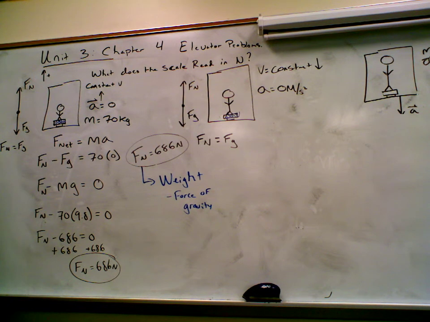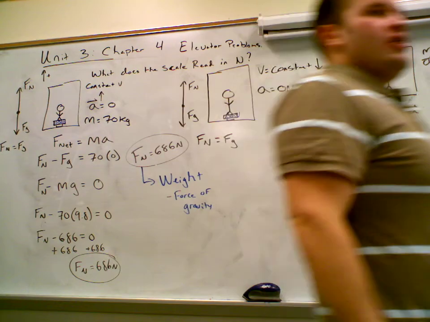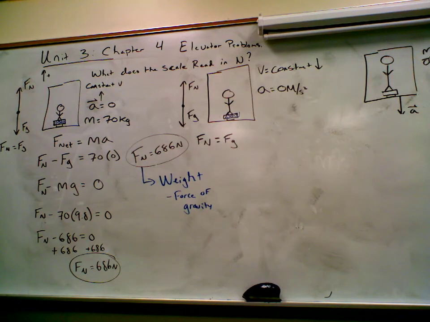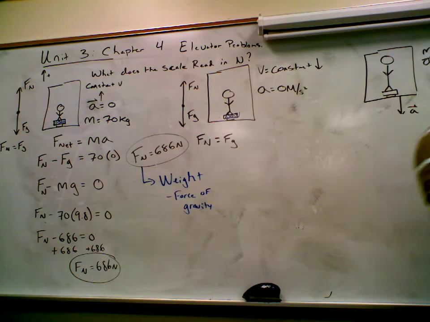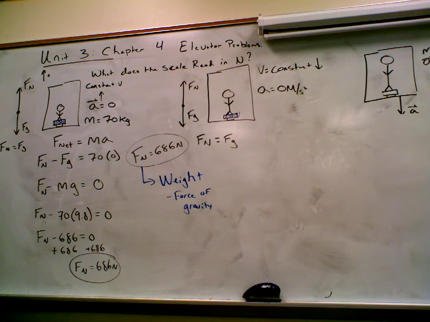Okay. Now, if this person was not in the elevator and they were stepping on the scale, what would it read? Same thing, 686, right? Because if I'm not in the elevator, my acceleration is still zero, right? So I'm staying on the scale, my acceleration is still zero. So this weight right here, the 686 newtons, that would be the person's weight regardless of where they're at.